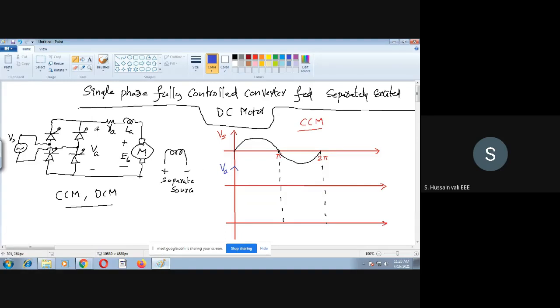So we are discussing continuous conduction here. Please see this now. I'm just giving the numbering like this. Four thyristors are there: 1, 2, 3, 4, I'm giving here. For the first half cycle, assume that this is the firing angle. Firing angle is alpha, and you have pi plus alpha also there.